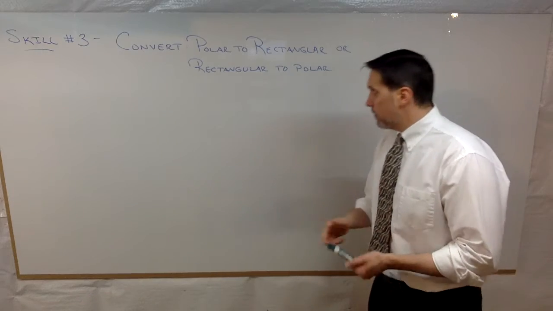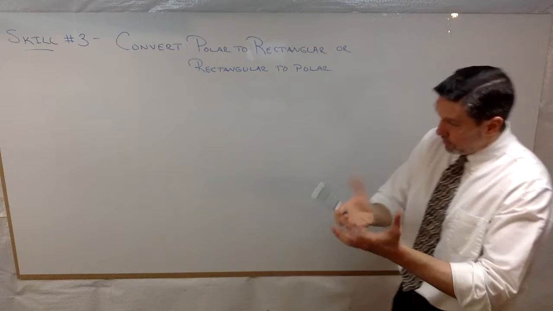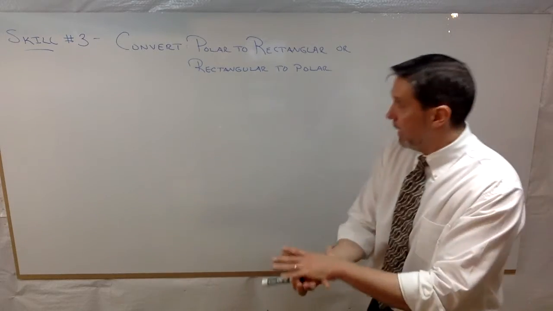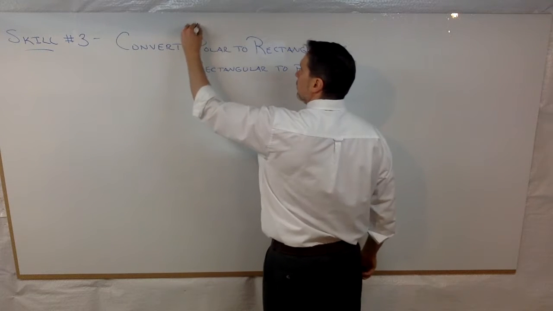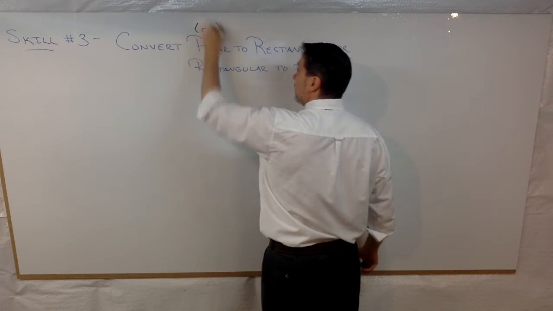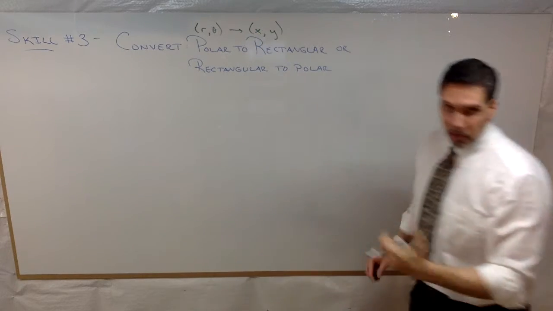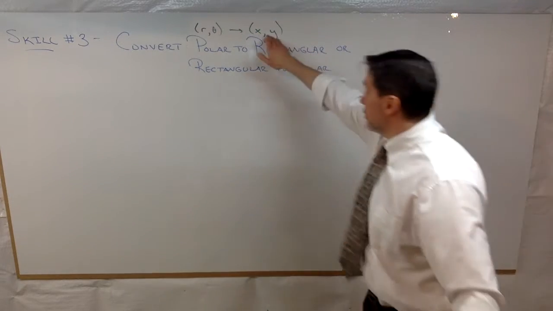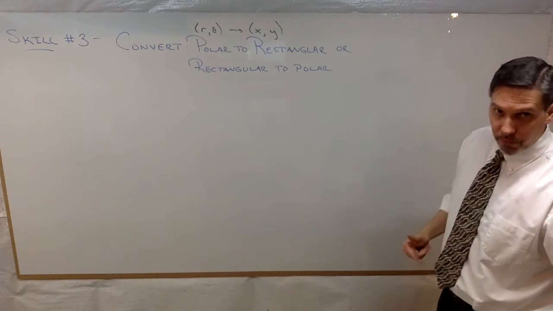Okay, last video we talked about converting polar to rectangular. Again, if we superimpose the polar plane on top of the rectangular plane, what would this polar r comma theta correspond to in terms of an x and a y coordinate? Where would that location be in the Cartesian coordinate system?